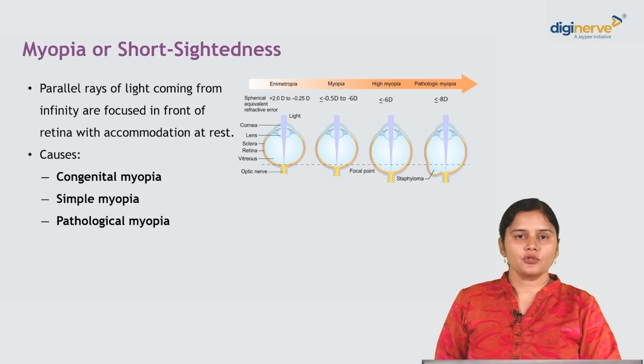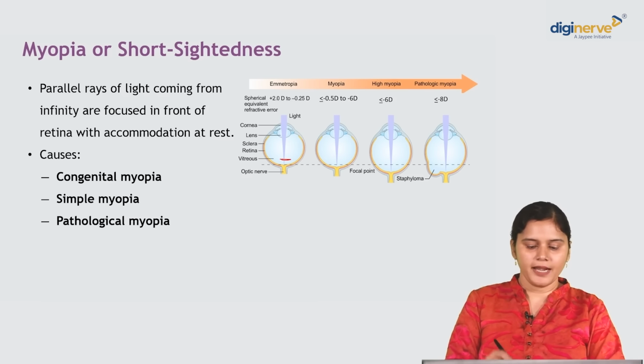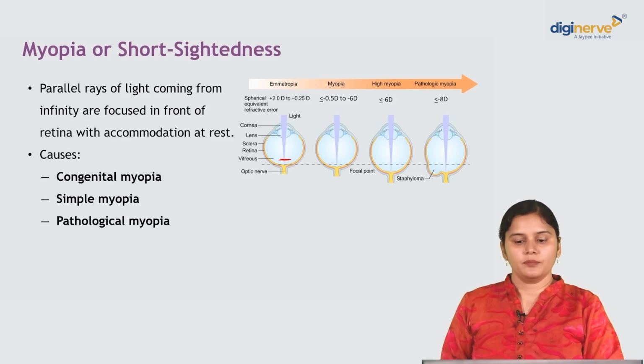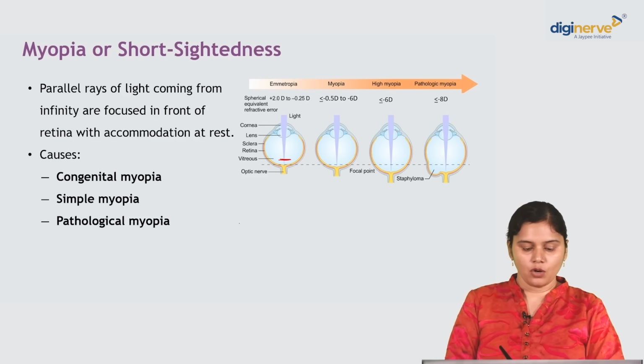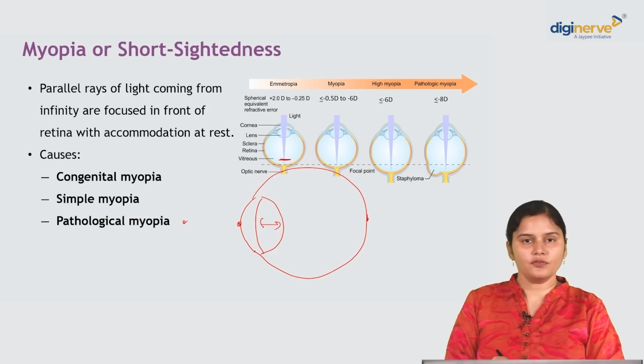Now talking about the most common refractive error, that is myopia or short-sightedness. Short-sightedness is when parallel rays coming to light are actually focused ahead of the retina, with accommodation being at rest. It's important that when a person accommodates for a near object, the rays that are actually coming from near the eye are also getting focused on the retina. How does that happen? That happens because the thickness of the lens increases because of accommodation.